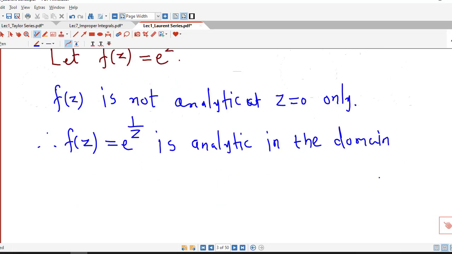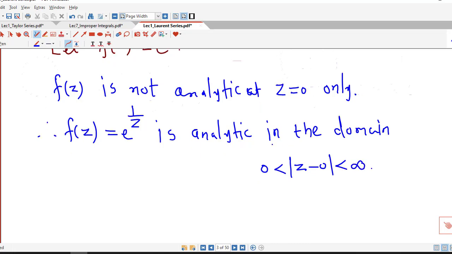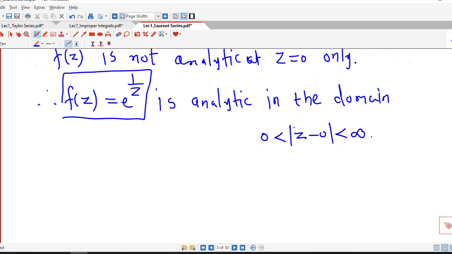So as we discussed, we have to exclude 0. So we write 0 less than absolute value of z minus 0 less than infinity. Therefore by Laurent's theorem we can find the Laurent series representation of f of z in this domain whose center is z equal to 0.